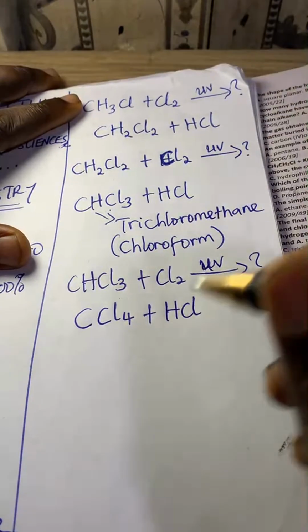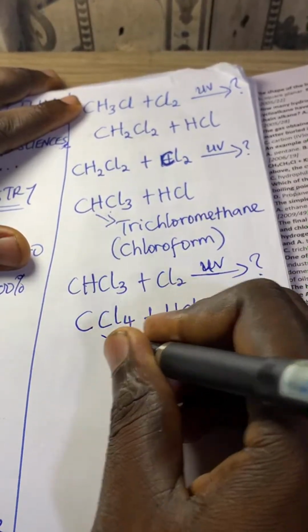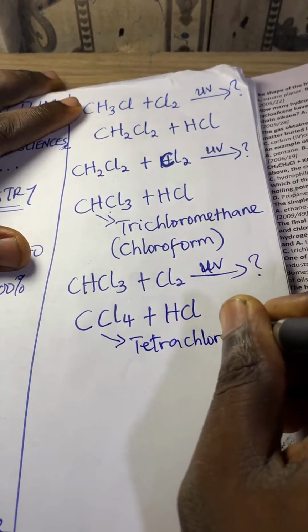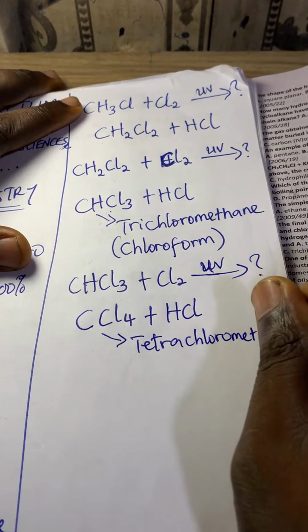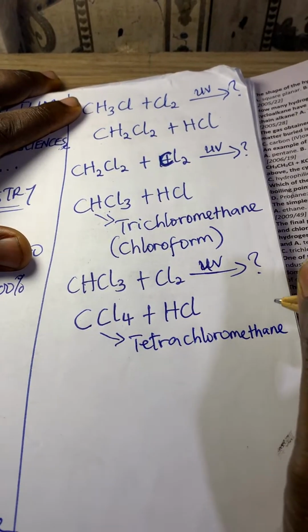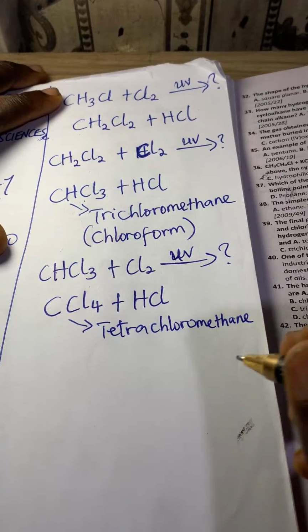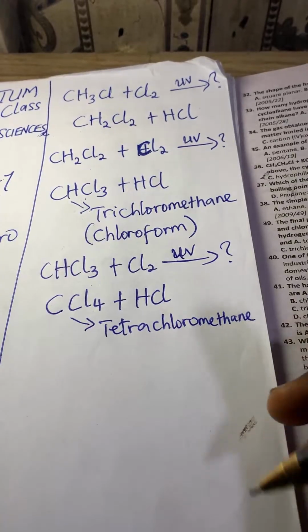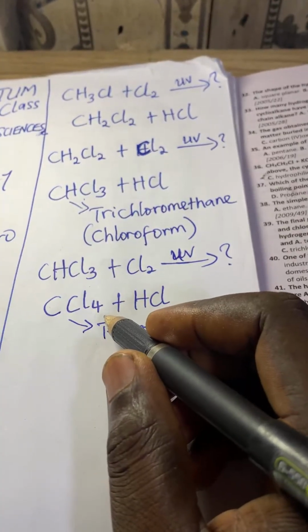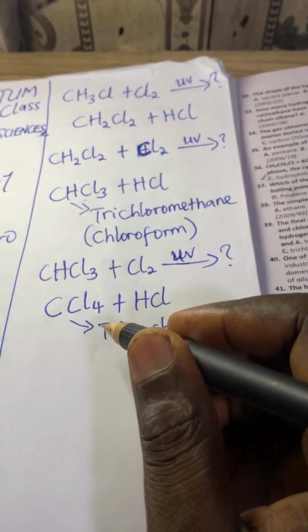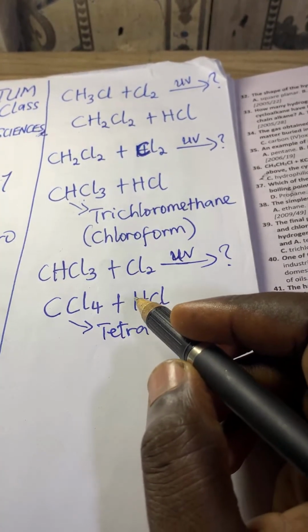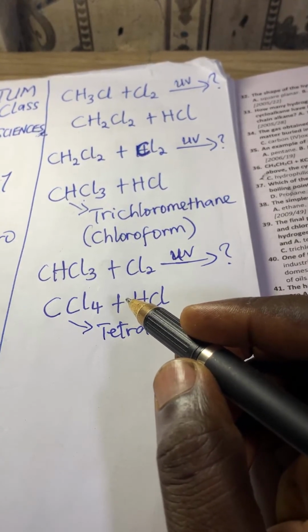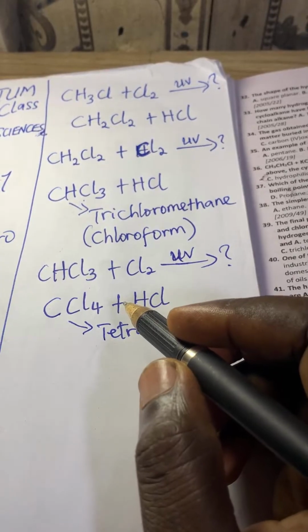So what is the product called? This is what we call tetrachloromethane. And this one has an industrial application. It is used in industry to remove grease. We use it industrially to remove grease.